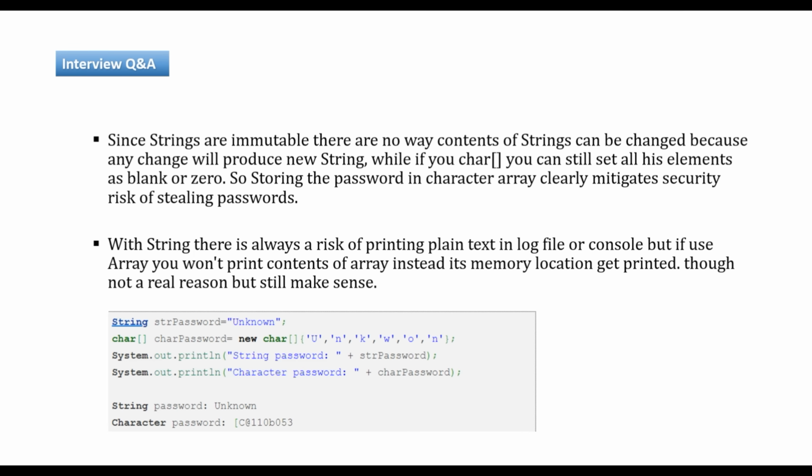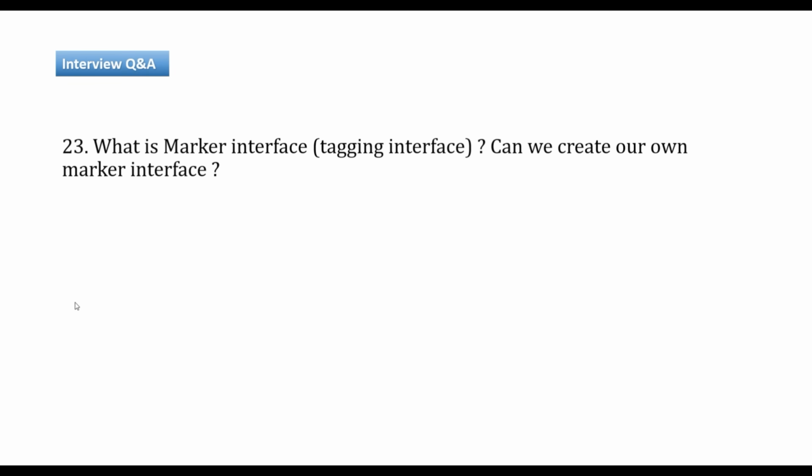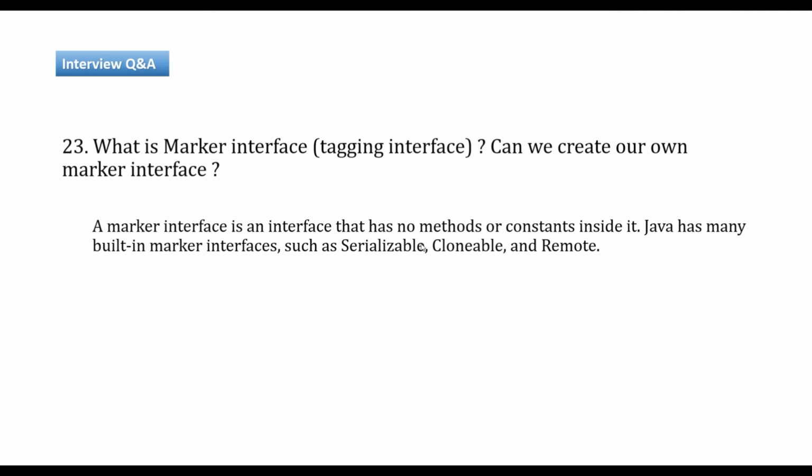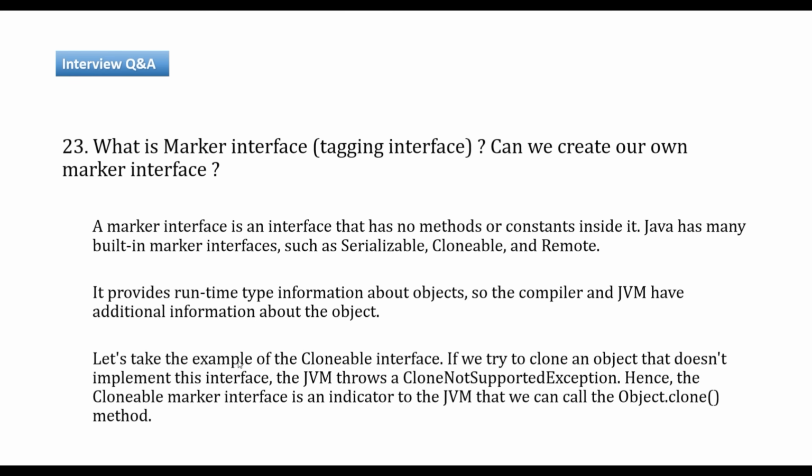Fine. The next question will be, what is a marker interface? Can we create our own marker interface? My answer will be, an interface which does not have any method body or any constants in it is called a marker interface, and it is also called a tagging interface. And the next question, can we create our own marker interface? Yes, we can create our own marker interface. Okay, so let's take an example. We have the Cloneable interface, Serializable interface, or Remote interface, which are considered marker interfaces in Java.